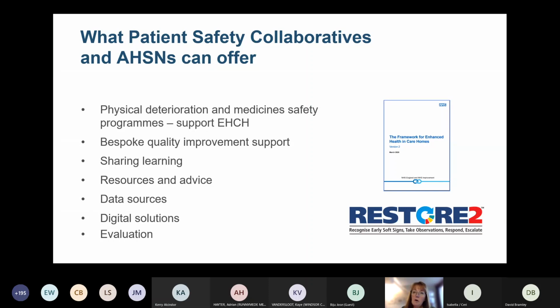So contact them now, but be aware that you can contact them in the future to help you in your work. So I hope that's just a quick overview, and I'd now like to pass back to David. Thanks very much, Alison.